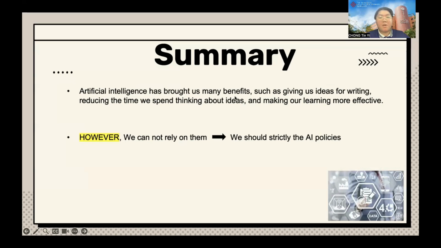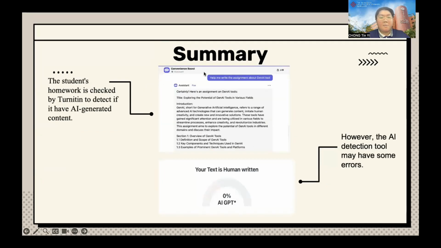AI has brought us many benefits, such as giving us ideas for writing, reducing the time we spend thinking about ideas, and making our learning more effective. However, we cannot rely on it. We should study the AI policy. It could be seen in this example, I let the AI help me write an assignment about generative AI tools, and I put the AI response into an AI detection website, and the website said that my text is human writing. We think that AI detection tools may have some errors, and also the student homework is checked by Turnitin to detect if it has AI-generated content. We think that the functions of some AI detection tools need to be improved, to avoid the problem of students over-relying on AI to help them write the assignment.